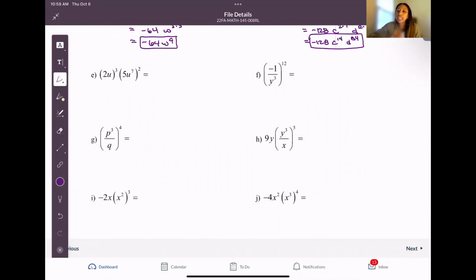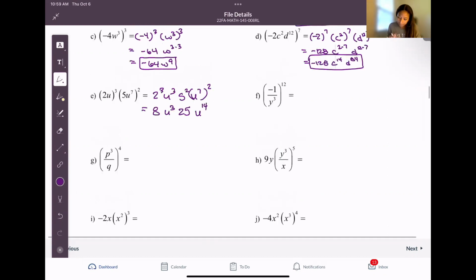So for E, first we have 2 cubed, u cubed, 5 squared, u to the 7th squared. So that would be 8 u to the 3rd times 125 u to the 14th. Oh, that's a square and not a cube. I'm sorry, I cubed it instead of squared it. So that's just 25, and then u to the 14th.